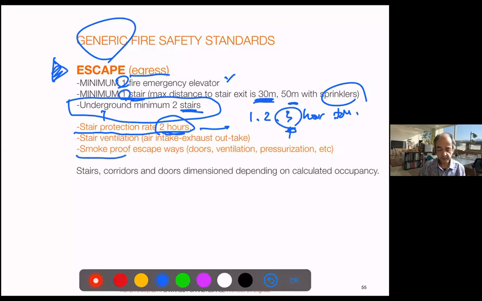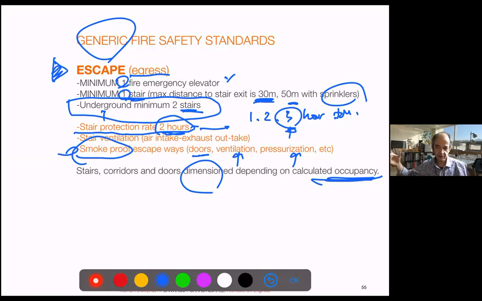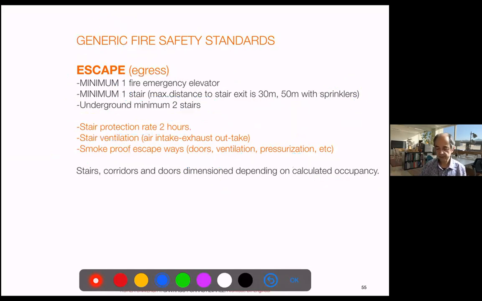And of course, we need to make them smoke proof. There's no use in having a fire escape if it is full of smoke and you die while you run out. And this is done by double doors, by natural ventilation, or by pressure, and so on. And the dimensions depend on the occupancy. We cannot go into so much detail. You'll have to check the codes for the dimensions. But usually a general corridor size of 2 meters for public buildings or 1.2 meters for houses will work in most cases, but still you have to check for occupancy.